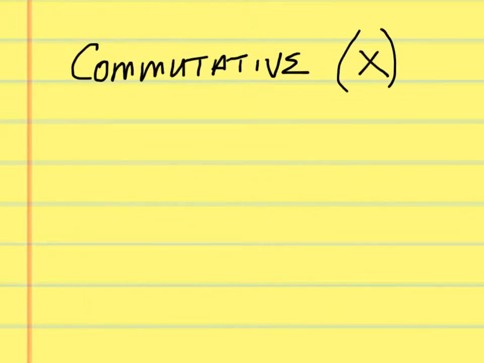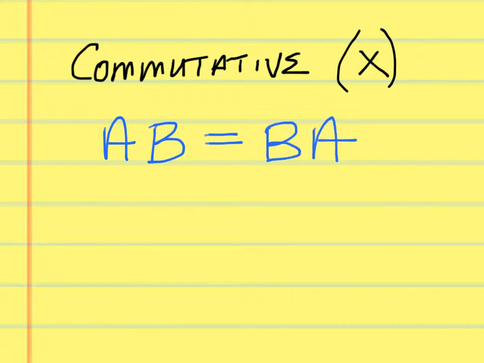The commutative property of multiplication. That says if you have A times B, it's the same thing as B times A. So if I had 5 times 4, that's 20. I get the same answer if I do 4 times 5. You just reverse the order.